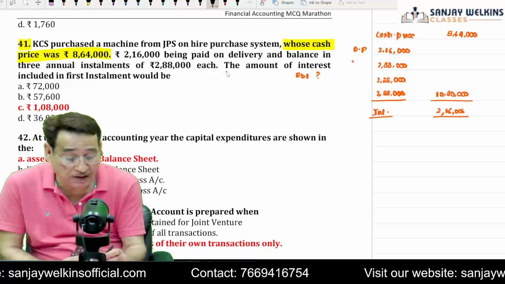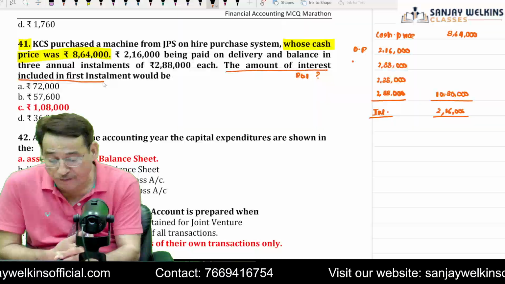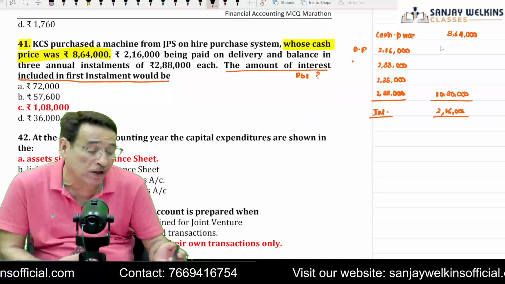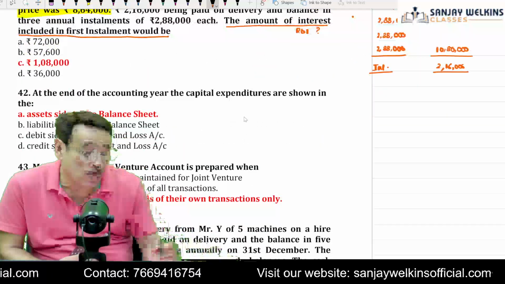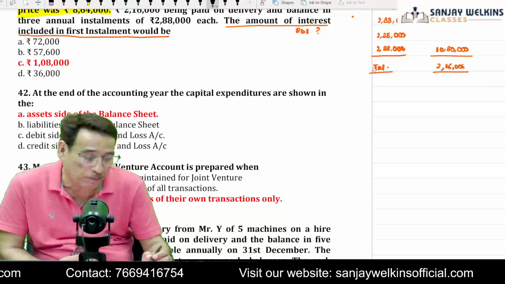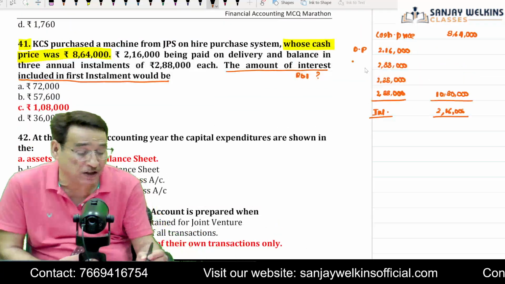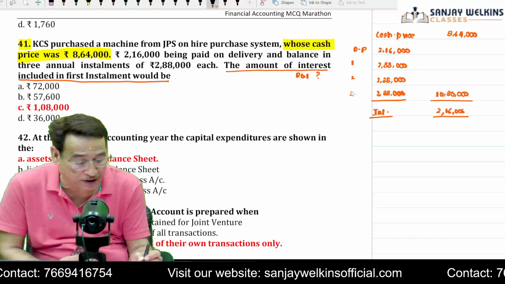Question says that the amount of interest included in the first installment will be. So what is the amount of interest which will be included under the first installment? If you want to compute quickly, just see the total installment. How many installments are there in this case? Besides down payment, first installment, second installment, third installment.